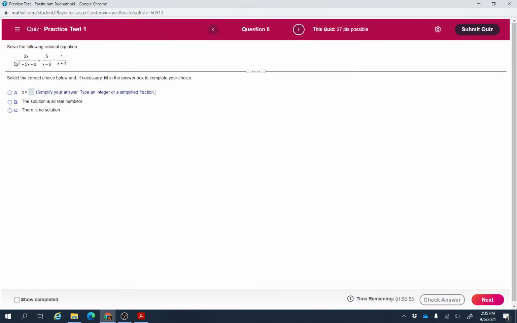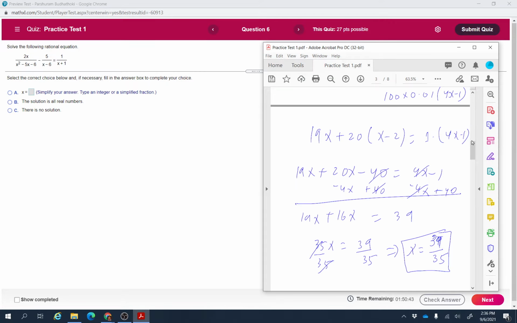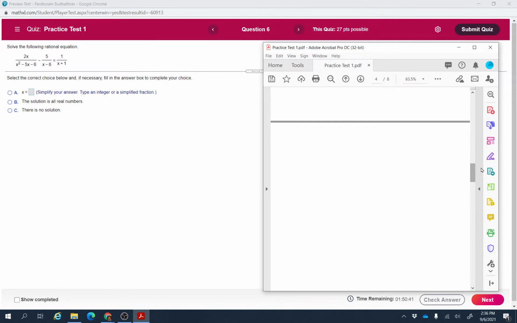So this is a rational equation. Before solving the rational equation, find the factors on the denominator, and we need to find out the restricted value. I'm going to show you here this problem number 6. On the left side there is a 2x.